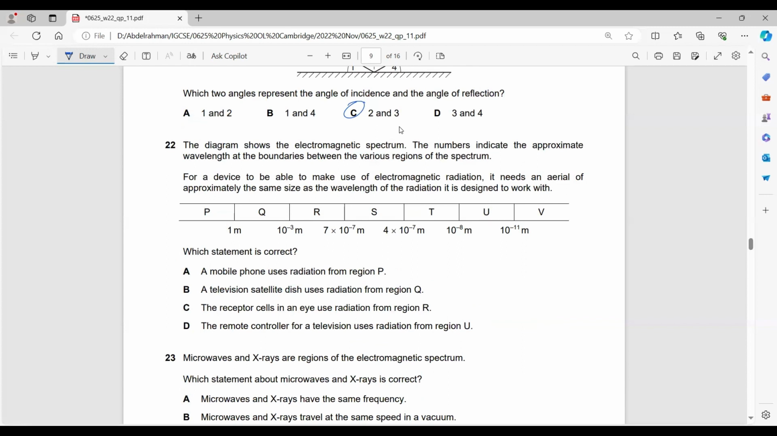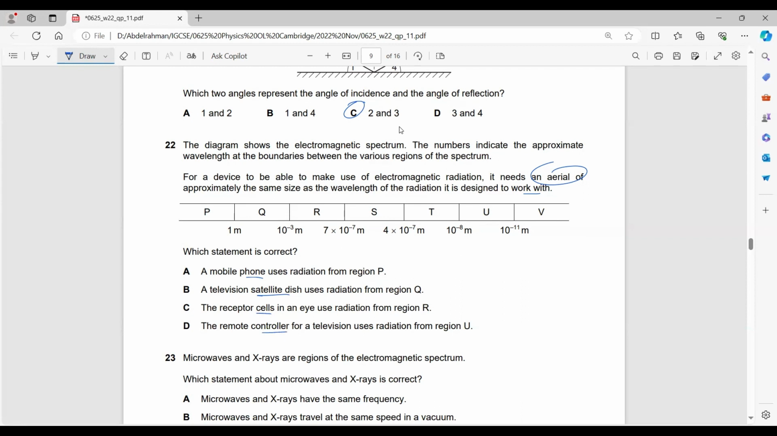For a device to be able to make use of the electromagnetic radiation, it needs an aerial. Okay, it needs what? An aerial. And approximately, okay, the same size as the wavelength of the radiation it is designed to work with. An aerial means that we will need to choose one of these electromagnetic waves. Which of these could use an aerial? A television satellite, mobile phone, receptor cells, the remote controller for a television.